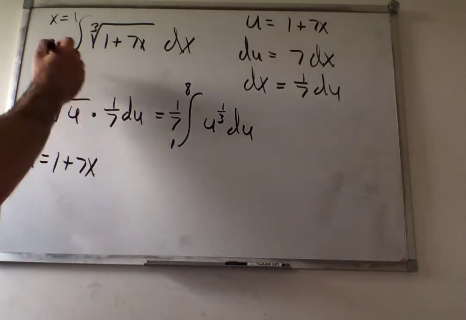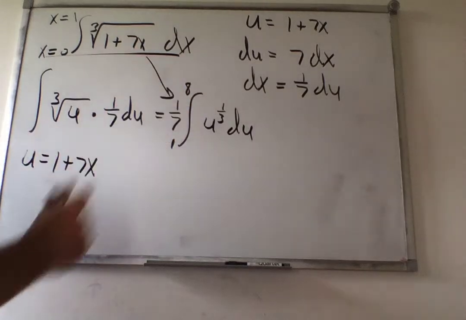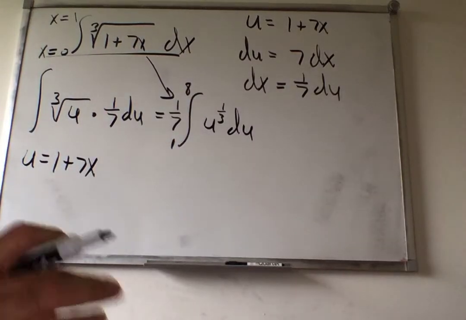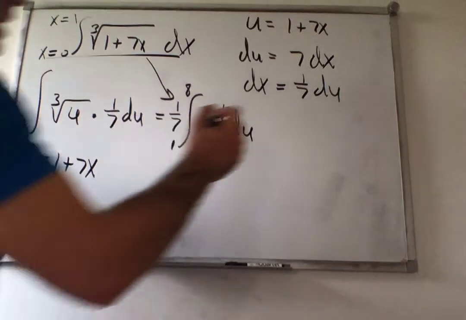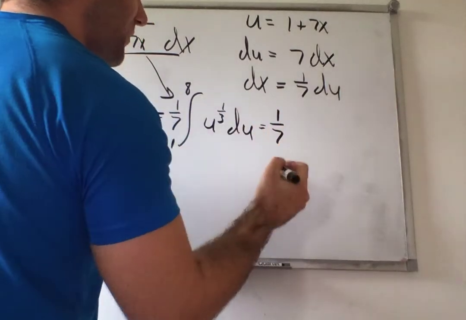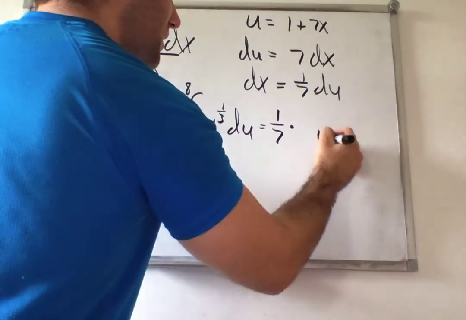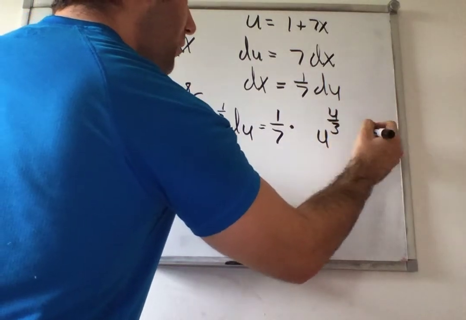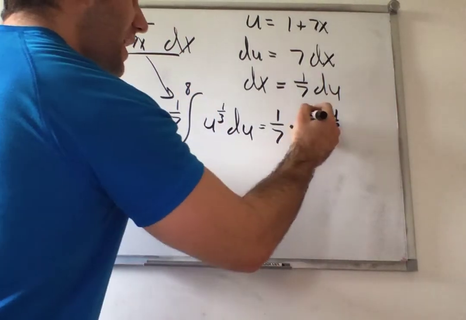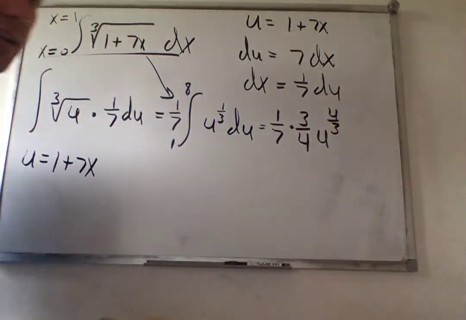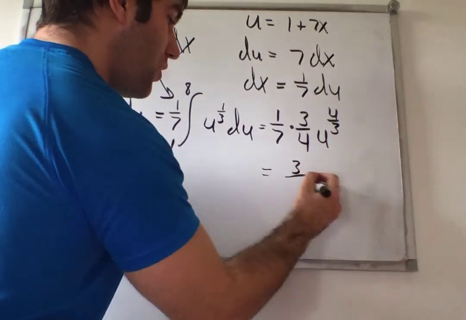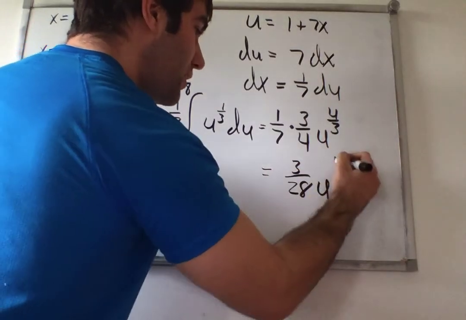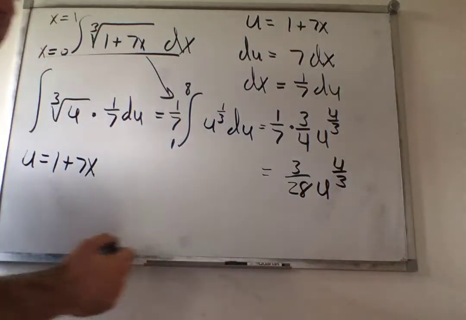So this integral right here is equivalent to this integral. Notice I changed the limits of integration. Let's go ahead and integrate it now. 1 over 7 times, this is going to be u to the 4/3 power, but then multiply or divide by this power. So you get 3 over 28 u to the 4/3 power.